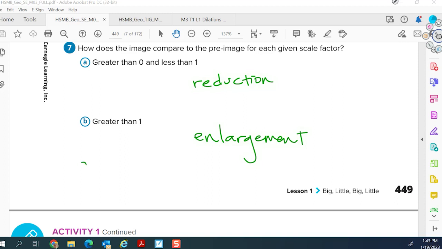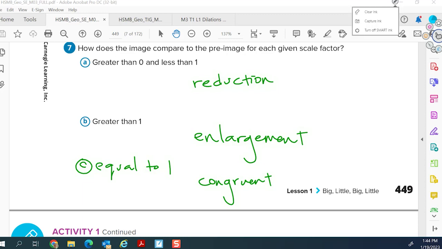If I asked about C and I said equal to 1, then we might guess if you multiply by 1, 4 times 1 is 4. It stays the same. This is actually when it's congruent. Even though we don't think about a dilation scale factor of 1, you can. If your scale factor equals 1, there's no change in the size. It's congruent.